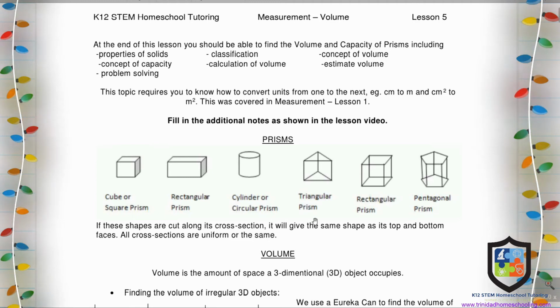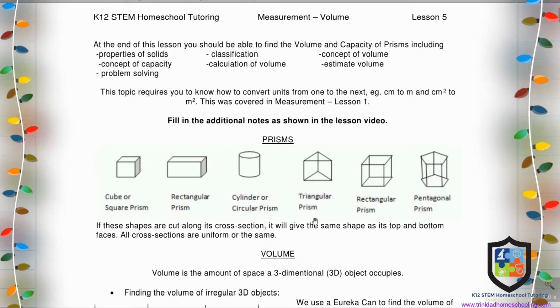Welcome to this video on volume. Remember to have your notes printed and in front of you to take down all the extra notes and explanations that you'll be seeing in this video and that you will be hearing from me.